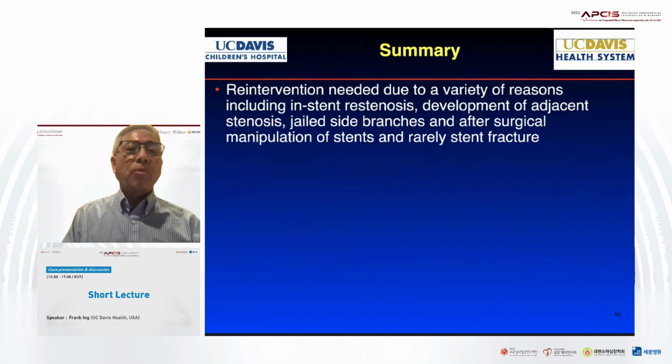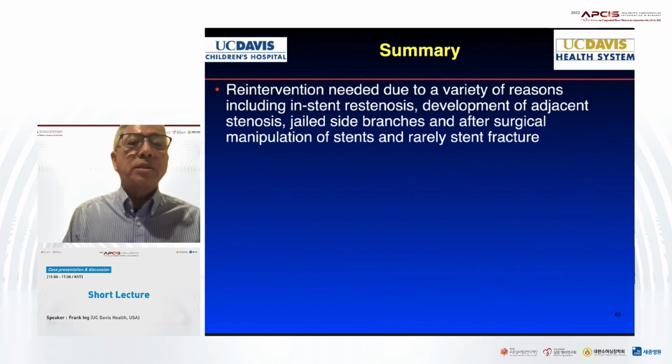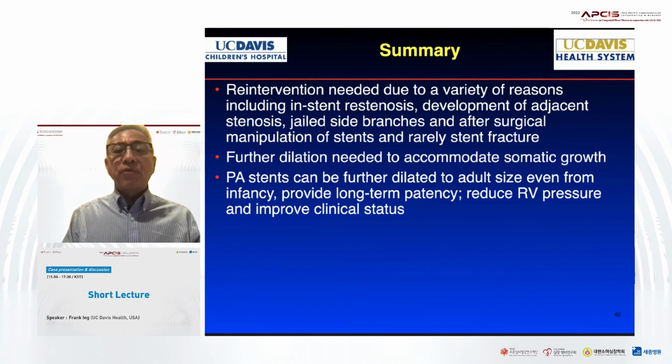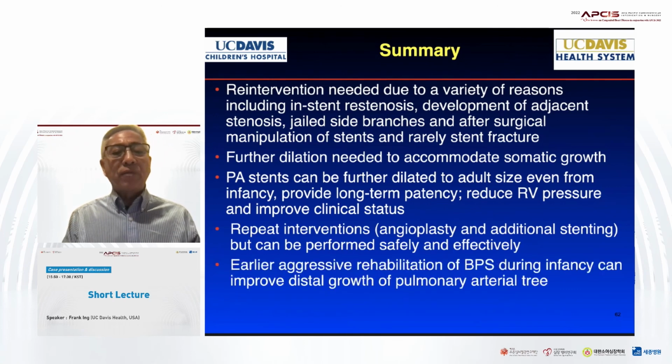And let me just summarize everything. Reintervention is needed for a variety of reasons, including in-stent restenosis, development of adjacent stenosis, jailed side branches, as well as after surgical manipulation of stents, and rarely stent fracture. Further dilation is needed to accommodate somatic growth. Pulmonary artery stents can be further dilated to adult size even from infancy, providing long-term patency, reduced RV pressure load, and improved clinical status. Repeat interventions, including angioplasty and additional stenting, can be performed safely and effectively.